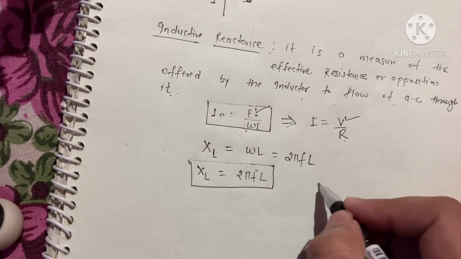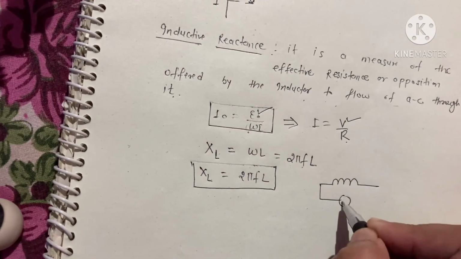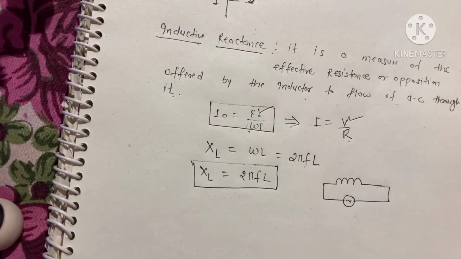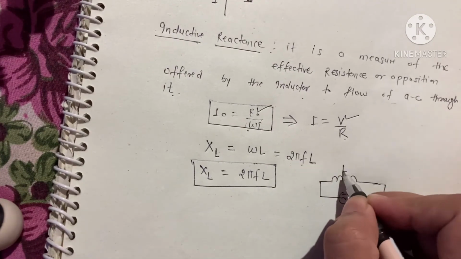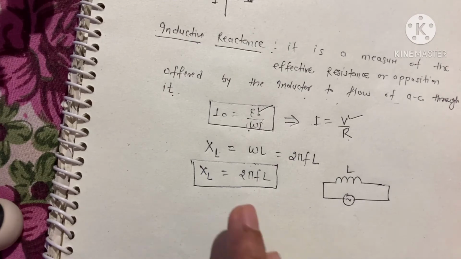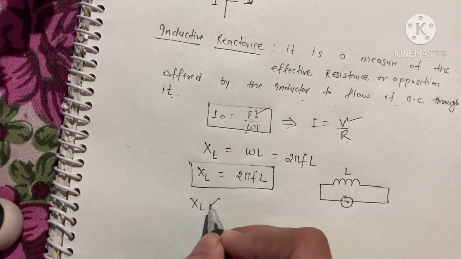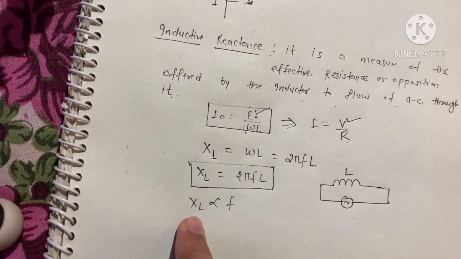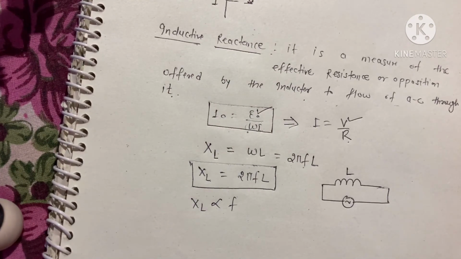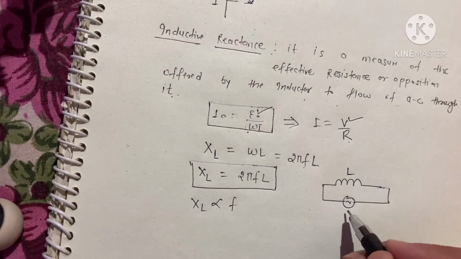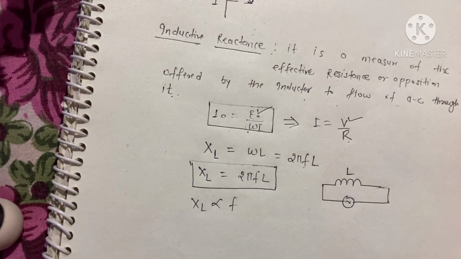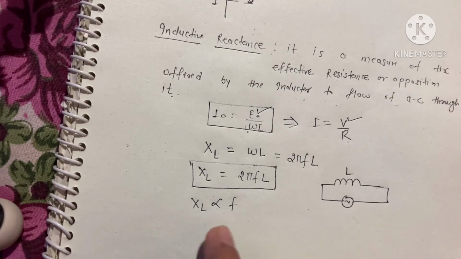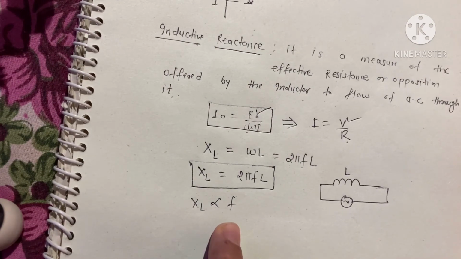So in any circuit, suppose an inductor is connected, this value of L is fixed. So I can write that inductive reactance is directly proportional to frequency. It means if you increase the frequency, inductive reactance will also increase. We have different types of AC generators in the laboratory also, from where we can change the frequency, from a few hertz to a few megahertz. If you increase the frequency, the opposition will be more.